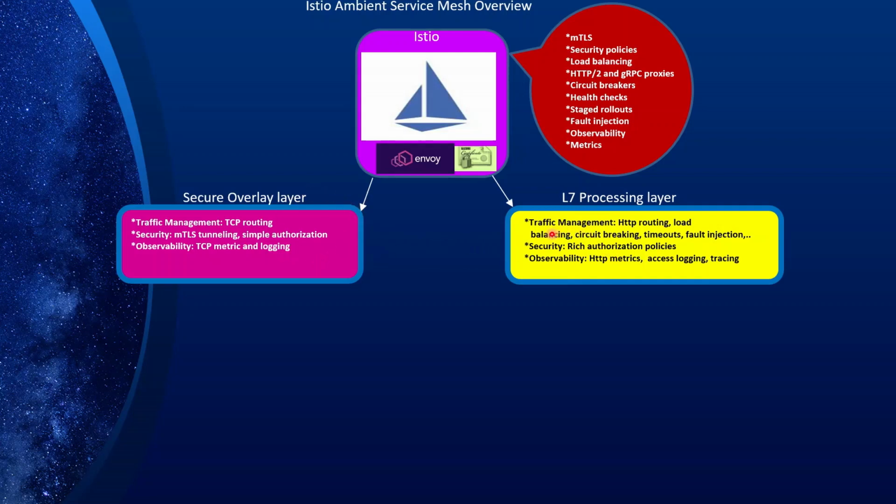However, if you need those, these are the services that you get for traffic management: HTTP routing, load balancing, circuit breaking, timeout, fault injection, etc. And for security, there are really rich authorization policies that you can apply, and also network policies. And for observability, we get HTTP metrics, access logging, and tracing.